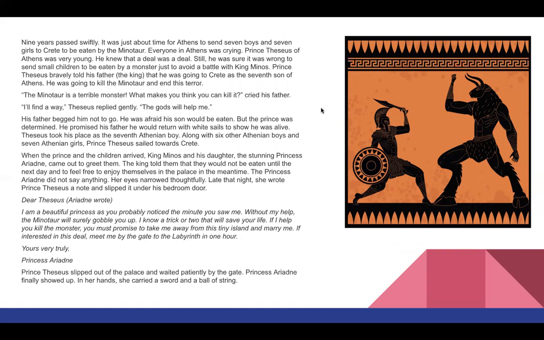Theseus bravely told his father, the king, that he was going to Crete as the 7th son of Athens. He was going to kill the Minotaur and end this terror. "The Minotaur is a terrible monster. What makes you think you can kill it?" cried his father. "I'll find a way," Theseus replied gently. "The gods will help me."